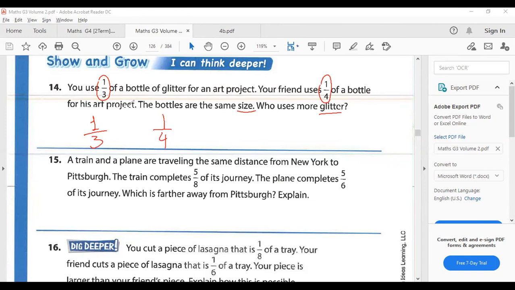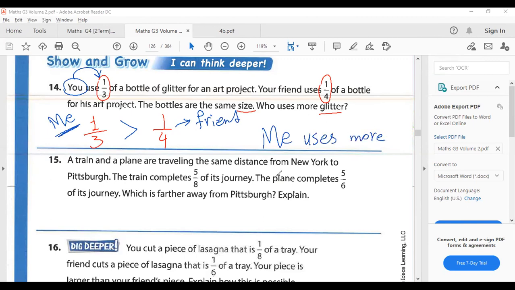And 1 over 3 refers to you, right? Right. It will be for you. And here it will not be you, it will be me. He asked you, so it will be me. So I have 1 over 3 and the brother, your friend, has 1 over 4. So I use more glitter, right? Okay, thank you.